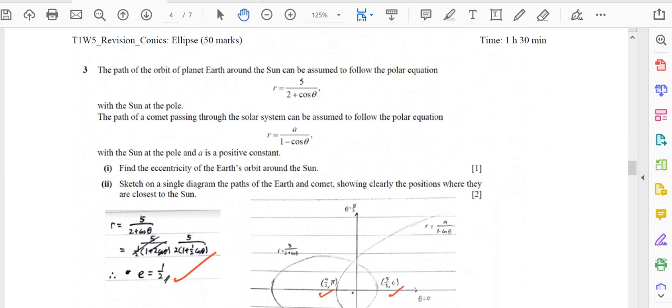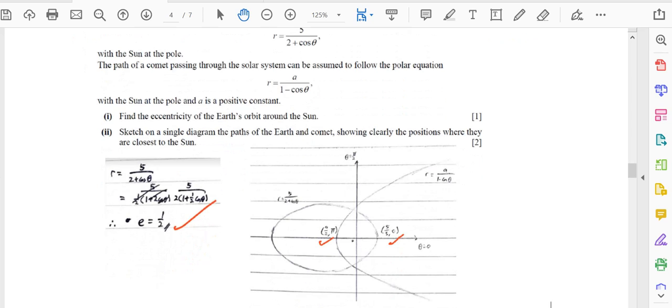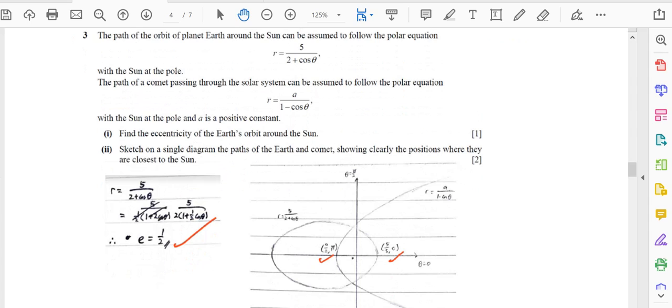Moving on, I think there's little problem with this one. The sketching, all that, no problem. I don't know why Kant seems to draw the parabola correctly. Now the question makes it very clear that you have to indicate the positions where they are closest to the sun. That means you need to indicate this and this in polar form, so r, theta.